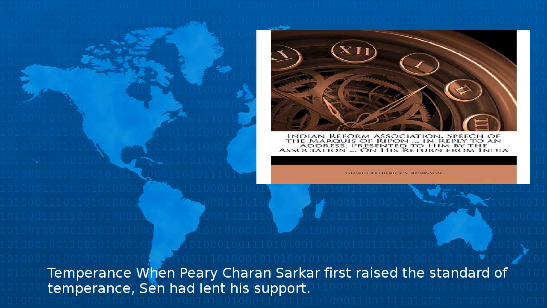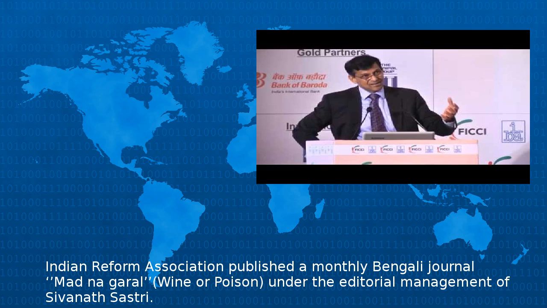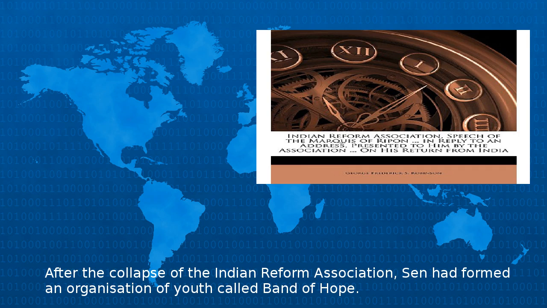Temperance. When Peary Charan Sarkar first raised the standard of temperance, Sen had lent his support. Indeed, the subject was of long-standing interest to him. The Indian Reform Association published a monthly Bengali journal, Madh na Garal, Wine or Poison, under the editorial management of Shivanath Shastri. After the collapse of the Indian Reform Association, Sen had formed an organization of youth called Band of Hope.